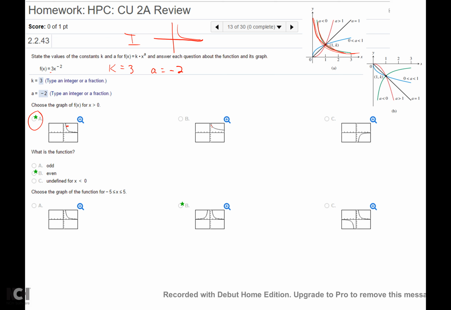What else do they want to know? What is the function? Well, if it's an even function, that means the y-axis will cut it exactly in half. If you look at the other quadrants 2 and 3 over here, you will see that it does reflect over y, which makes it an even function. And again, if I type it in my calculator, you can see both sides and you know that it's an even function.